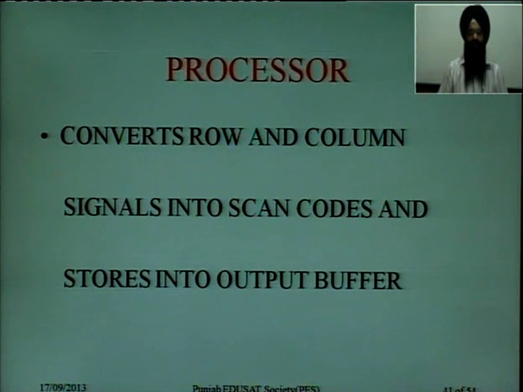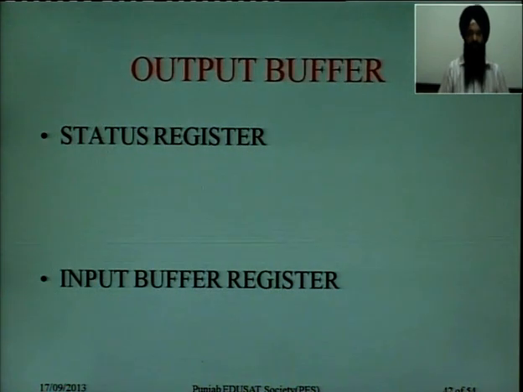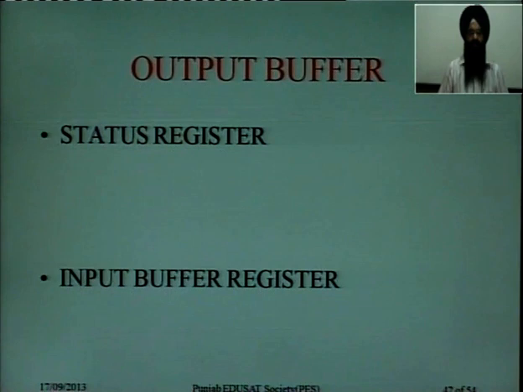The processor converts row and column signals into scan codes and stores them into the output buffer. The row and column signals detect which key is pressed, and these are converted into scan codes with the help of the processor, which stores them into the output buffer. The output buffer has the status register and input buffer register.